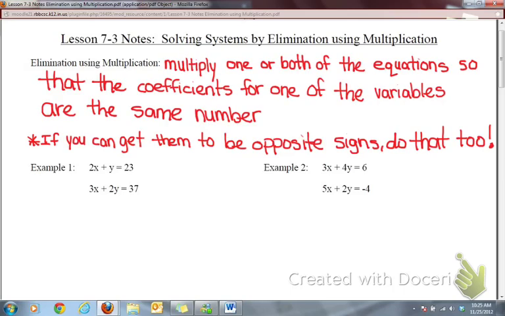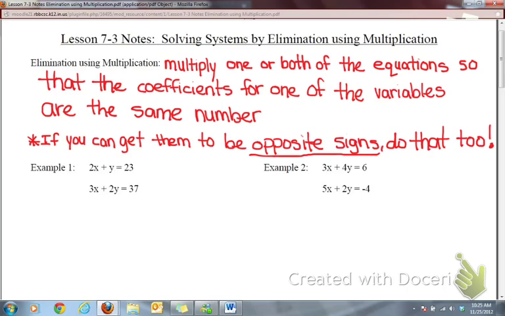So write this down. With elimination using multiplication, we multiply one or both of the equations so that the coefficients for one of the variables are the same number. With the star there, I put, if you can get them to be opposite signs, do that too, so that you can just add the equations together and not have to worry about subtracting. Because remember, if the coefficients are opposites, we can add the equations together, and that's usually a little easier than subtracting.